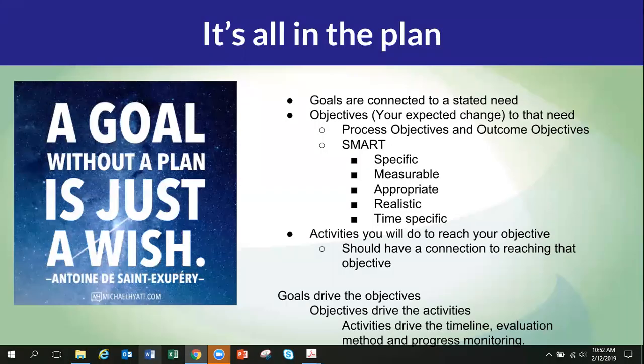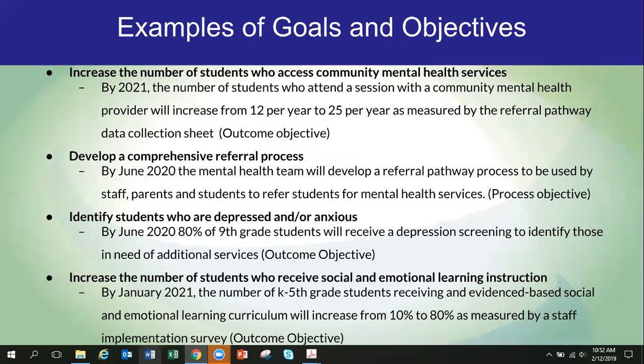Just very quickly, we've got about 10 minutes here. There's some really good information about how to connect a plan. We find that people often confuse goals and objectives, and here are a couple of different examples. Increase the number of students who access community mental health services, as a goal. One of the objectives for that might be: by 2021, the number of students who attend a session with the community mental health provider will increase from 12 per year, presumably that's your baseline, to 25 per year as measured by the referral pathway data collection sheet. That is an outcome objective.